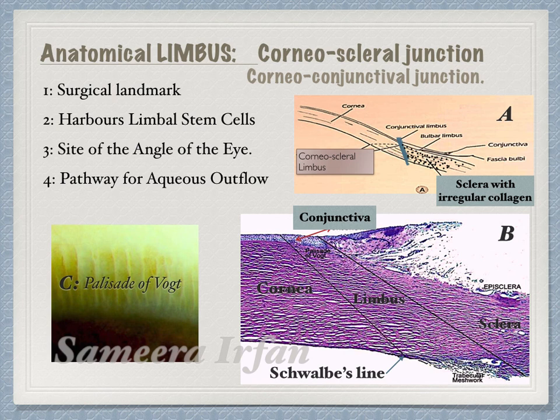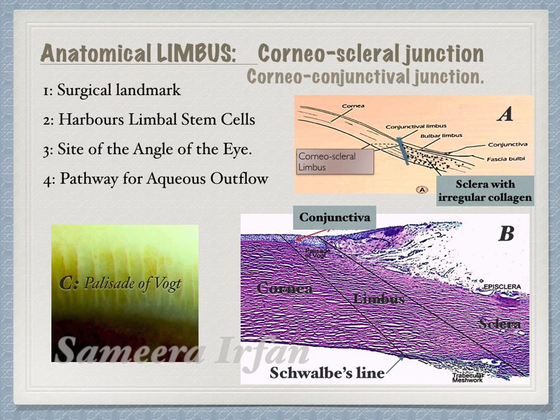Here, the bulbar conjunctiva is densely adherent to the underlying episcleral tissue. Figure B shows the histological section of the limbus in more detail, where the episclera is shown to end at the oblique limbus, while the conjunctiva continues forwards as multi-layered, stratified columnar epithelium called the palisade of Vogt for a distance of 1.2 millimeters at the superior limbus, as shown in figure C. After that, it becomes continuous as the stratified squamous epithelium of the cornea.